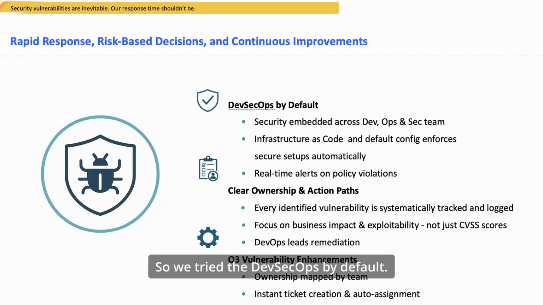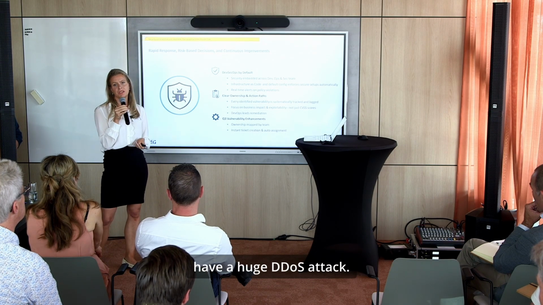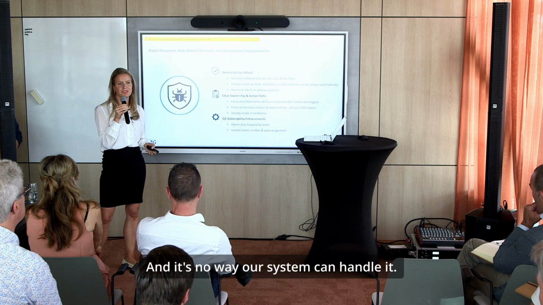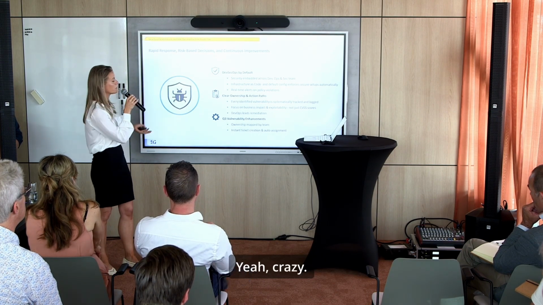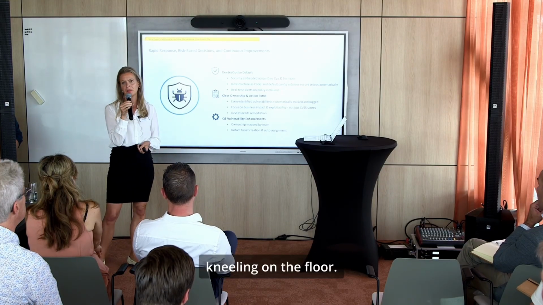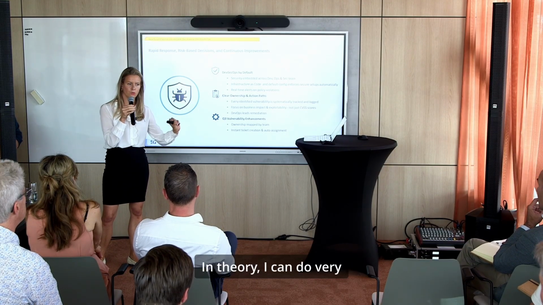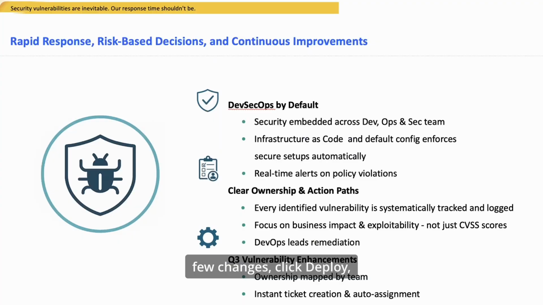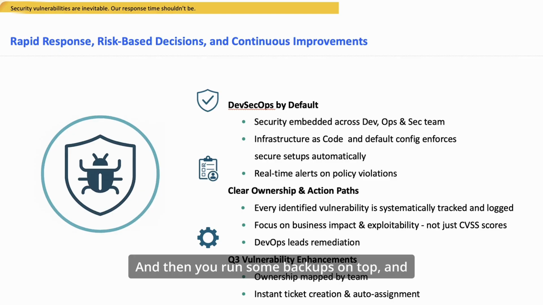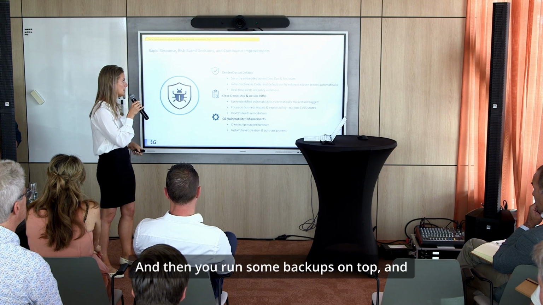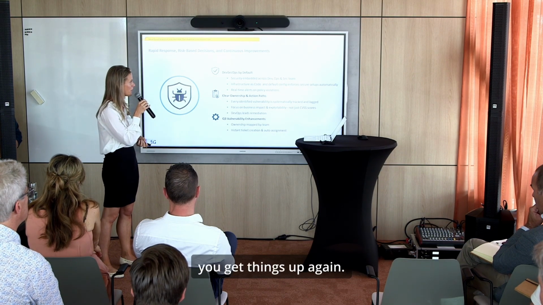So we try DevSecOps by default, and among other things, it's also infrastructure as code. Say we have a huge DDoS attack, and there's no way our system can handle it. It's crazy. We have a public IP kneeling on the floor. In theory, I can do very few changes, click deploy, and we will have a copy of that system, that infrastructure, up in a different location, for example. And then you run some backups on top, and you get things up again.